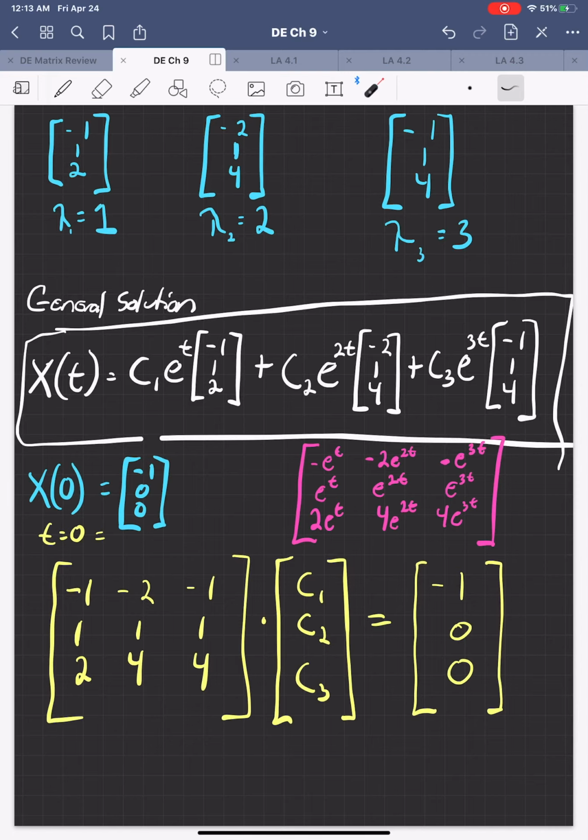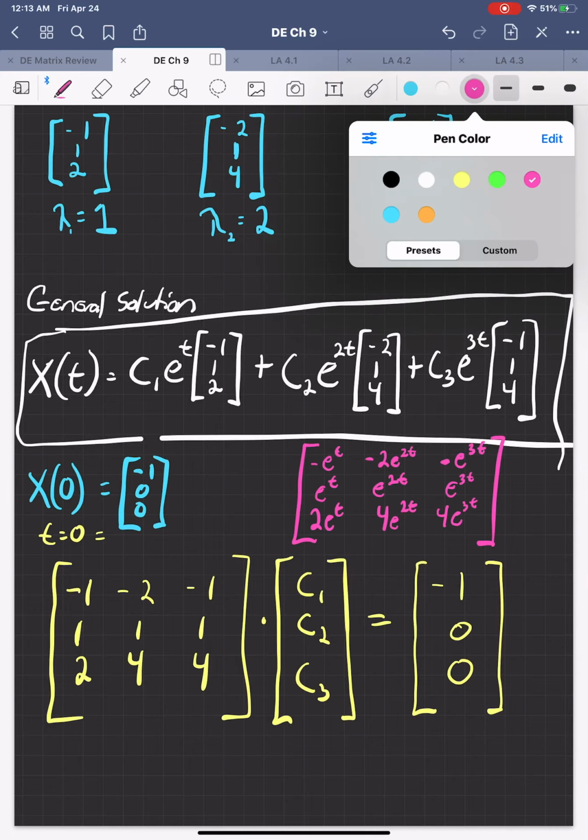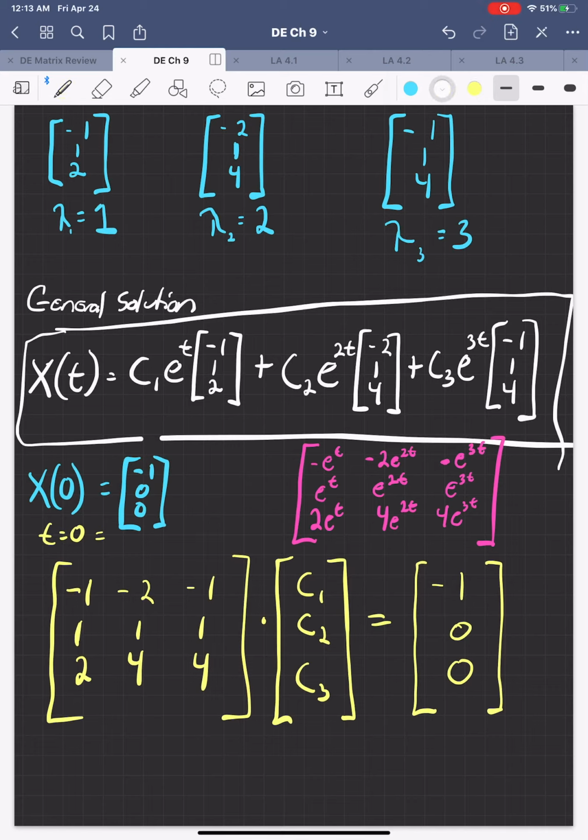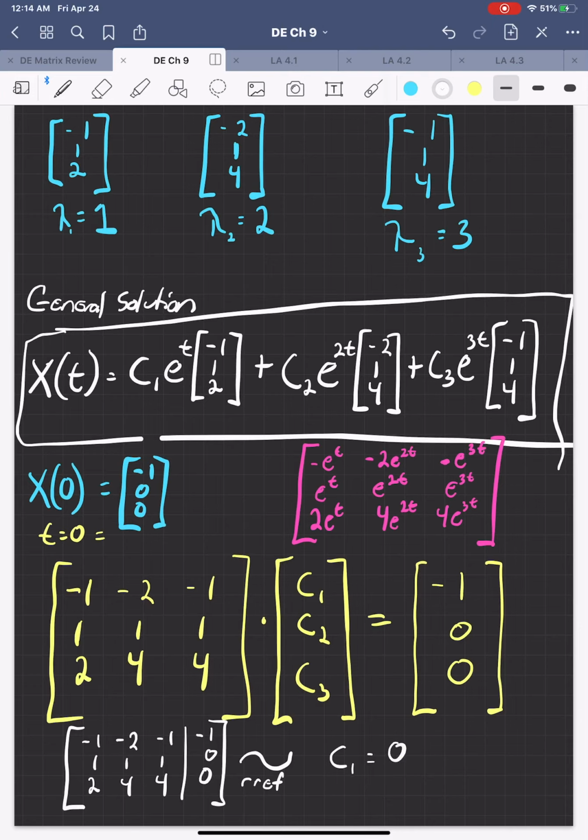Now, at this stage, the good news is the calculator can do all of this RREF. So again, now you take your matrix, but you're not setting it equal to 0, right? You're setting it equal to the initial value, negative 1, 0, 0. But again, the good news is now you can just RREF. And what do you end up with? You end up with C sub 1 being equal to 0, C sub 2 being equal to 1, and C sub 3 equal to negative 1.